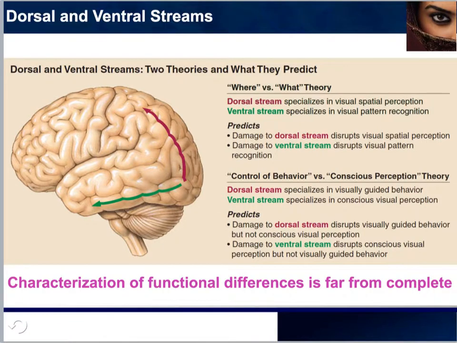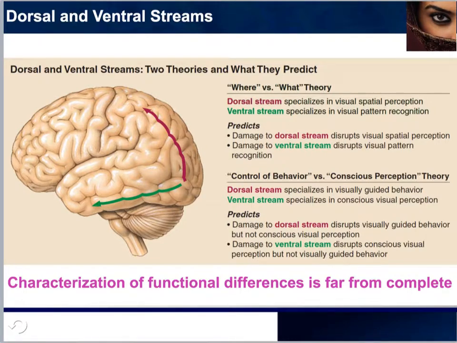Once we reach the primary striate cortex and the secondary, it basically follows through various specialized areas, eventually reaching what we call the association cortex. This can be thought of as components of two major streams, what we call the dorsal stream, meaning going upward, and then the ventral stream, which would be going down.